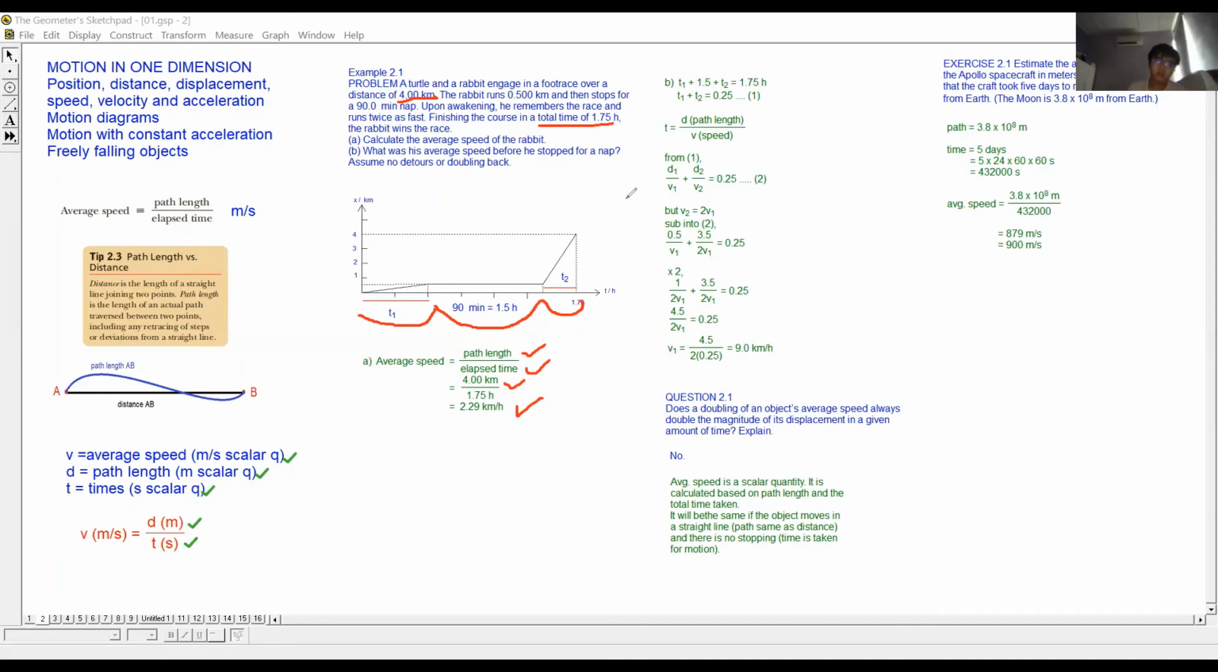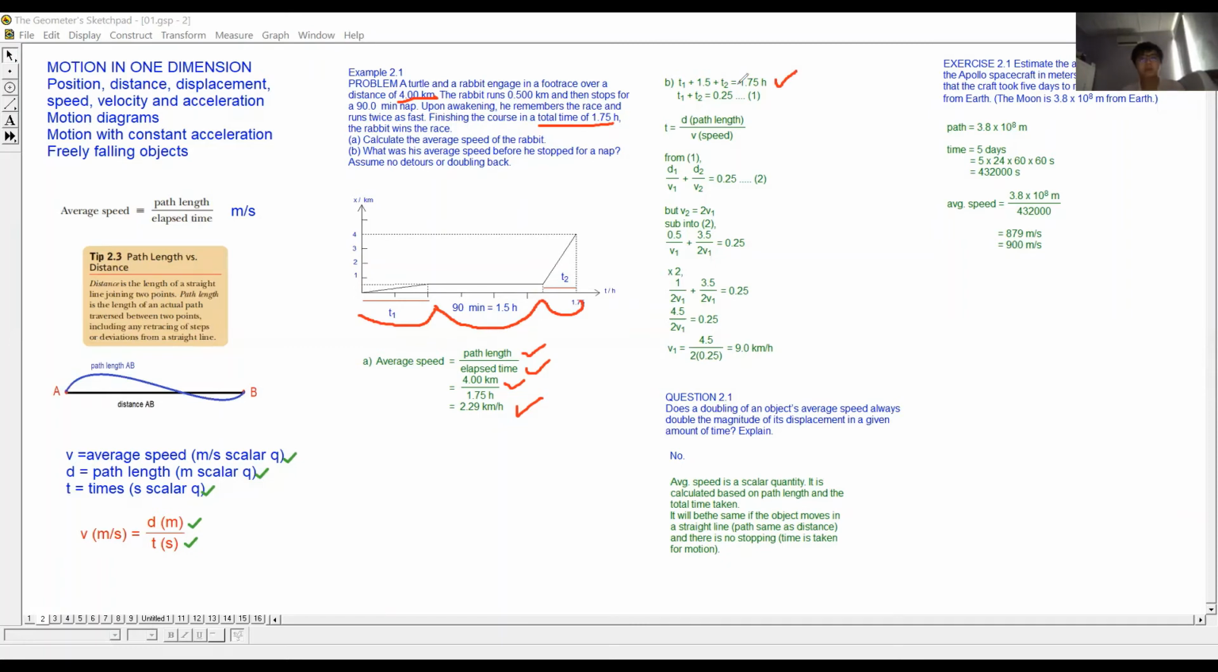Okay, right. Next step, how to solve this problem? We try to relate all the unknowns. First, the time T1 plus the 1.5 hours plus the T2, the total is 1.75. Is this okay? Note that all this time, the unit must be consistent.